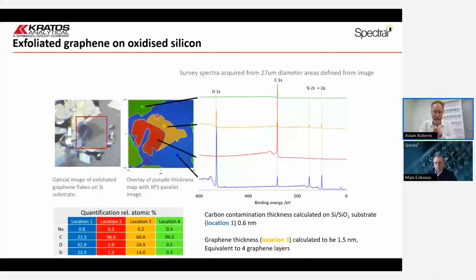So this sort of shadow layer here, we determined corresponded to about 4 graphene layers. And we obviously still saw a little bit of carbon, which we see from any sample that's been exposed to native atmosphere before being introduced into the spectrometer, on the silicon substrate.